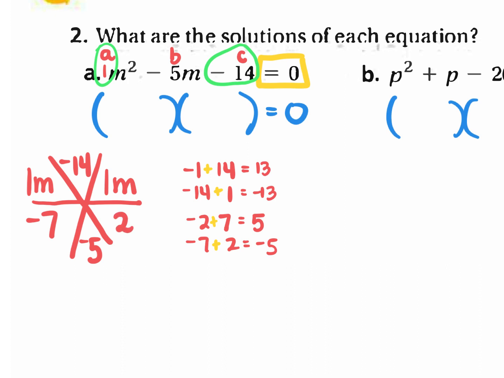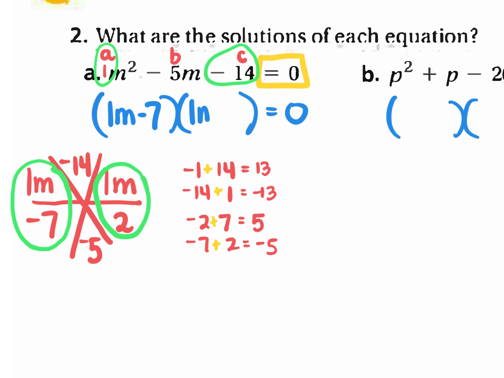Then we check, all right, for the 1 and the negative 7, is there anything I have to reduce? And there's not. So my first factor is 1m minus 7. And then for the other one, check that out. Nope, nothing to reduce, so 1m plus 2. So now my factoring is done.